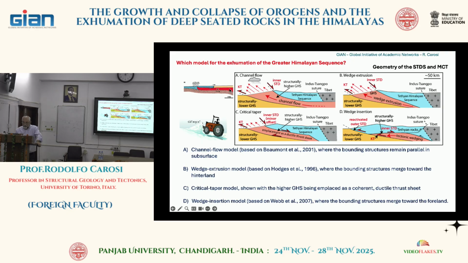The model represented in C is a critical taper, that is a big wedge that affects not only the brittle portion of the Himalayan belt, but according to Matthew Cohn, it affects all of the thickness of the belt, including the brittle and the ductile portion. And in this way, it is indifferent to the geometry of the South Tibetan detachment and of the main central thrust. Of course, this shape is preferred.